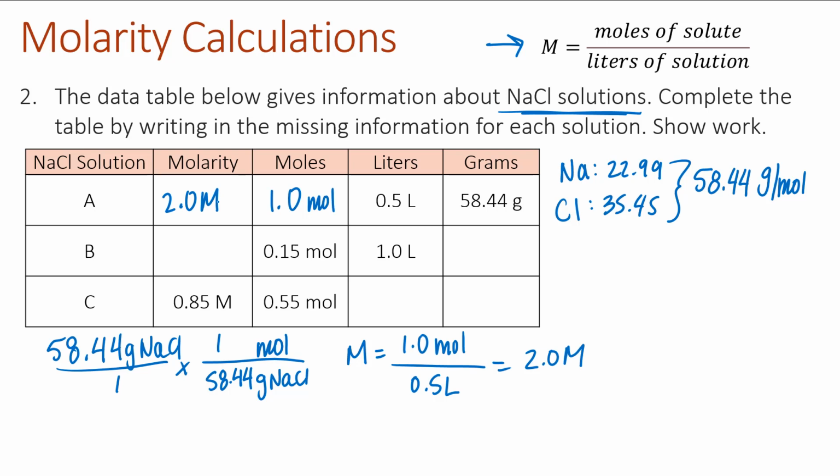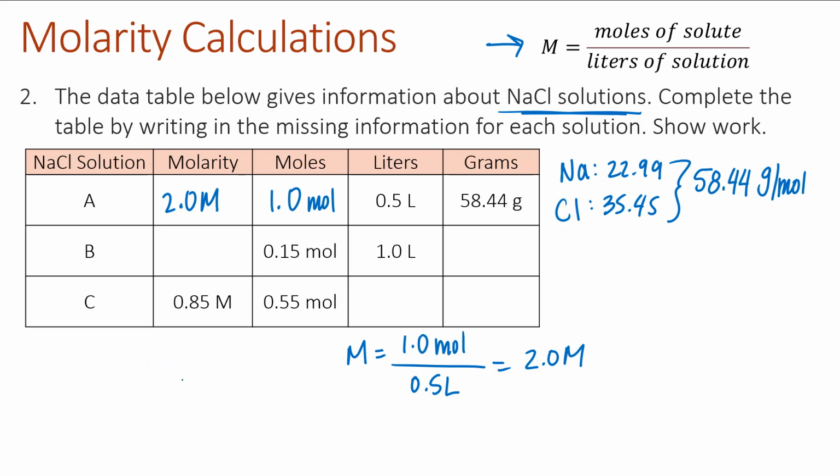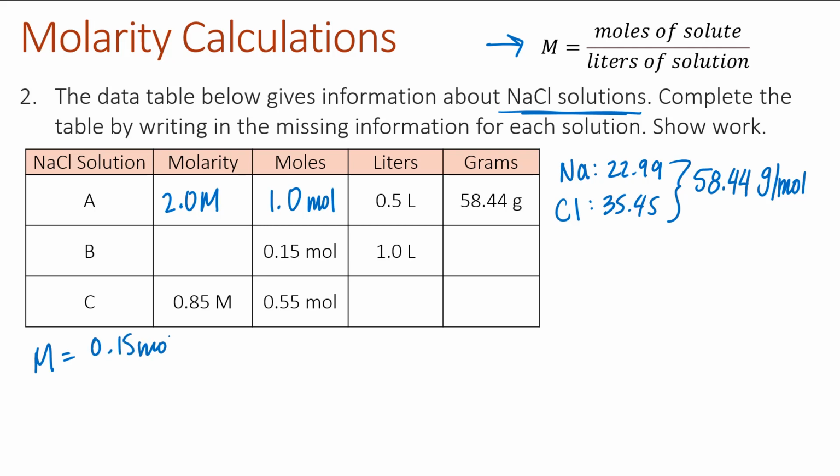So for solution B, we have a different solution here. This time we're given the moles and the liters, and we are asked for grams and molarity. So let's handle molarity first since I already have moles and liters. So 0.15 moles divided by 1 liter is going to give me a molarity of 0.15. Now we want to figure out how many grams that is.